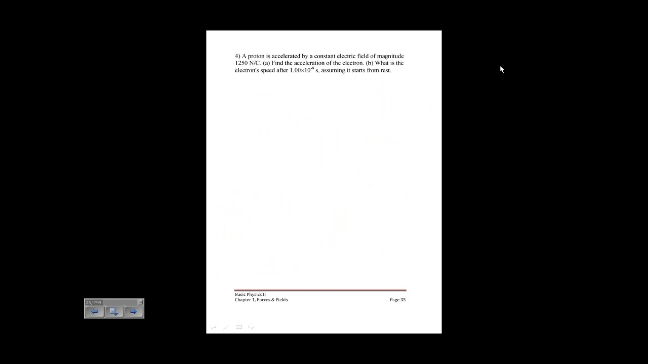All right, a proton is accelerated by a constant electric field of magnitude 1250 newtons per coulomb. Find the acceleration. Alright, it's a proton, so I know a couple other things. That is that Q is equal to 1.6 times 10 to the minus 19. That's the fundamental unit of charge, the charge of a proton. I also know the mass of a proton. This is on your equation sheet, but, you know, it's a useful number to know.